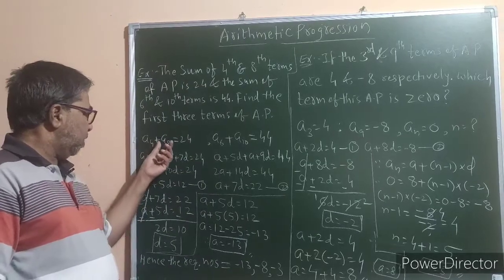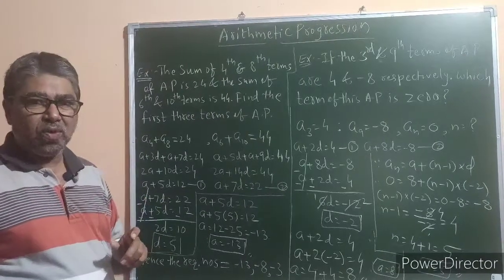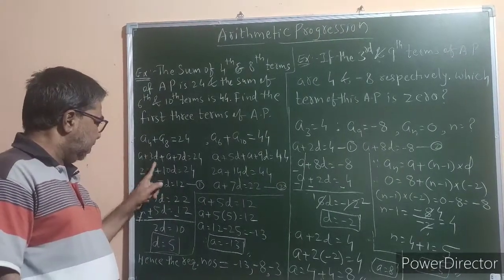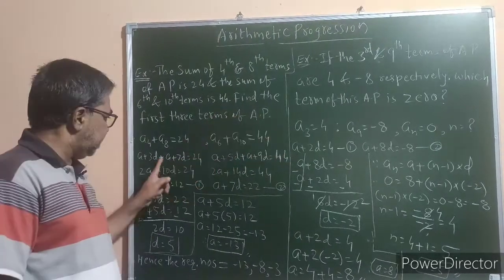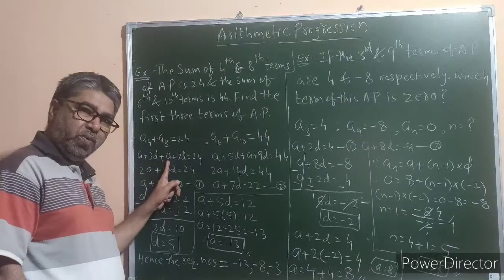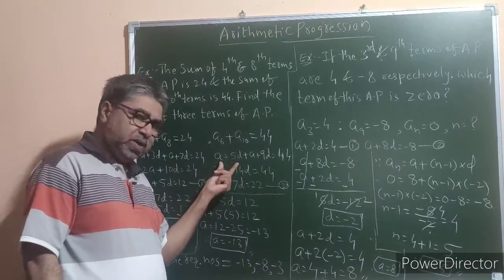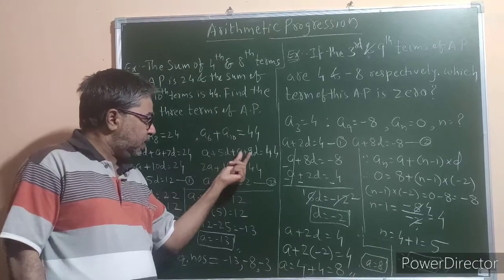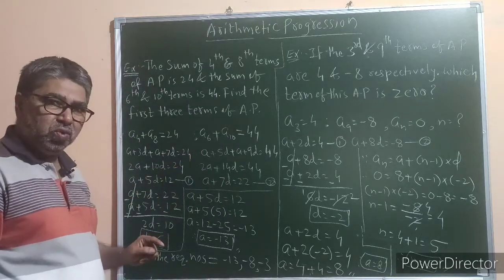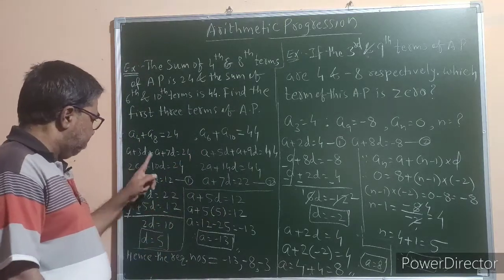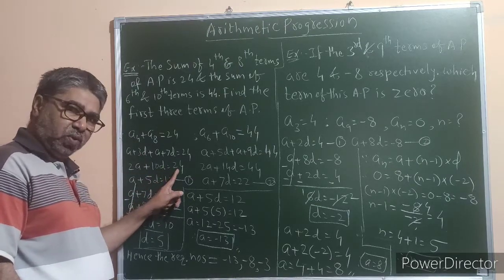Now for a4, a8, a6 and a10 apply the nth term formula respectively. That is a plus 3d for a4, that is a plus 4 minus 1 into d, that is a plus 3d, plus for a8 the formula will be a plus 7d is equal to 24. For a6, a plus 5d, plus a10, a plus 10 minus 1, that is 9d, is equal to 44. Now simplify these two equations. A plus a is 2a, plus 3d plus 7d, 10d, is equal to 24.